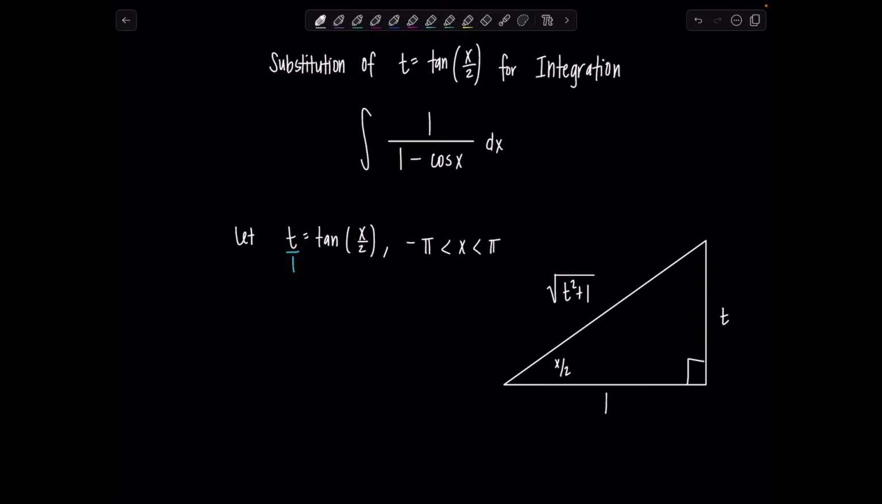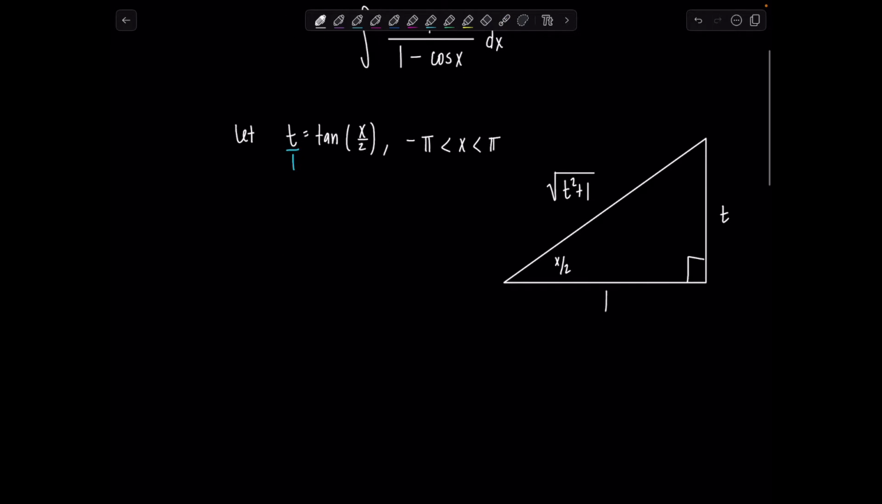1. Lovely. Now what I want to do is figure out what is cosine of x and what is sine of x based on this substitution, because notice here in my integral, I'm trying to replace cosine of x with the appropriate expression in terms of t. So let's reference our triangle now. Cosine of x over 2, well, I know cosine is ratio of adjacent over hypotenuse, so that would be 1 over rad t squared plus 1. But that's cosine of x over 2, and I need cosine of x.